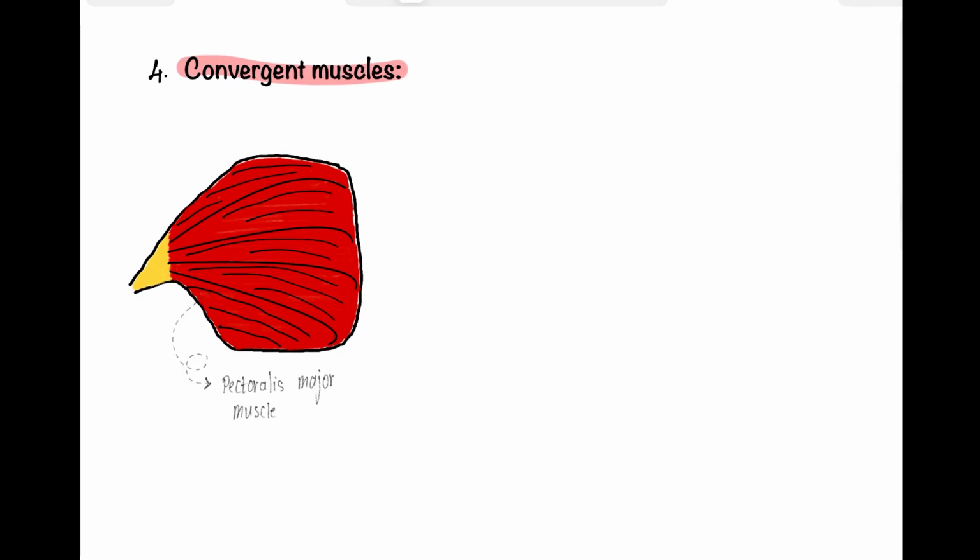The fourth one is convergent muscle. These look like a fan shape. It has a broad origin and the fibers come together into one tendon.